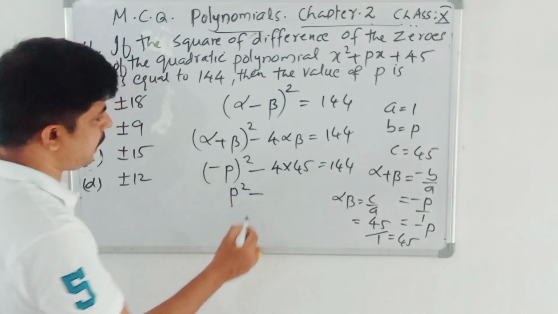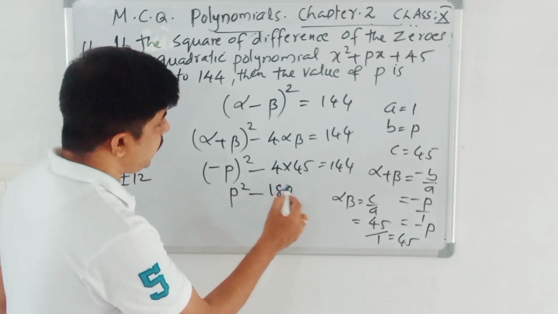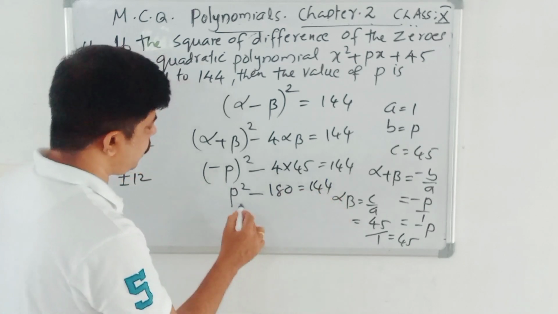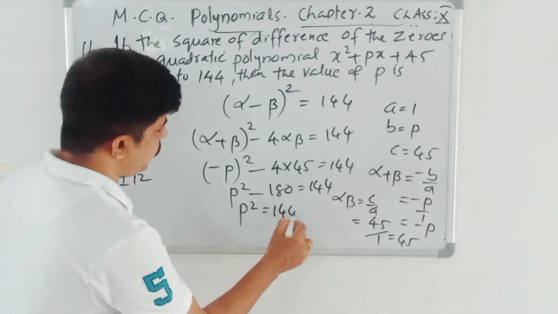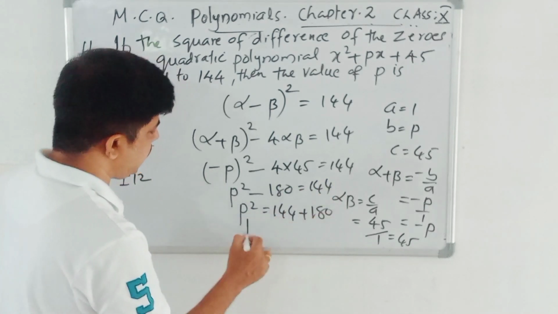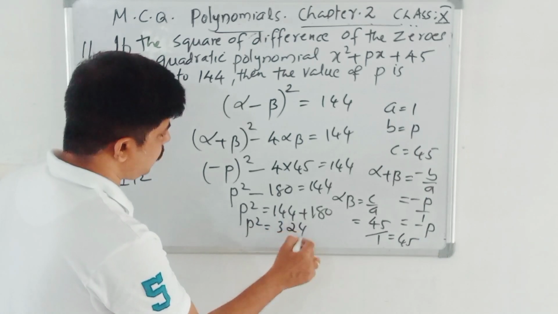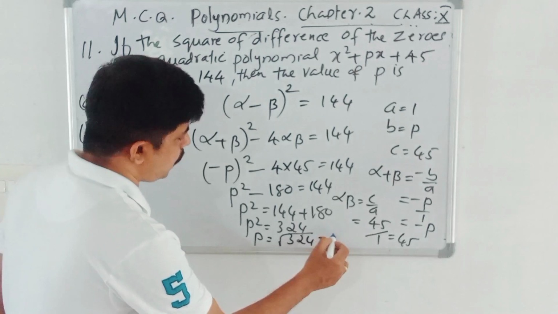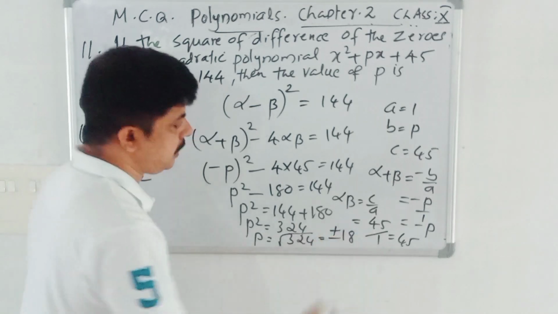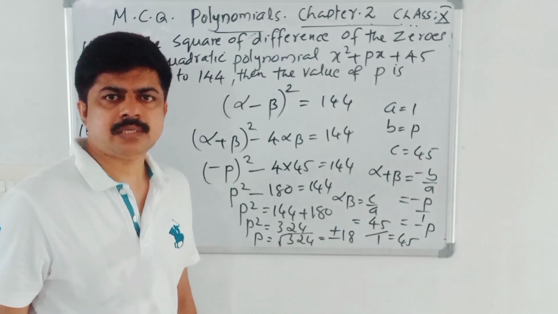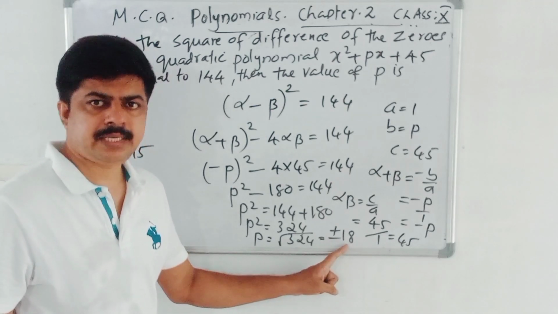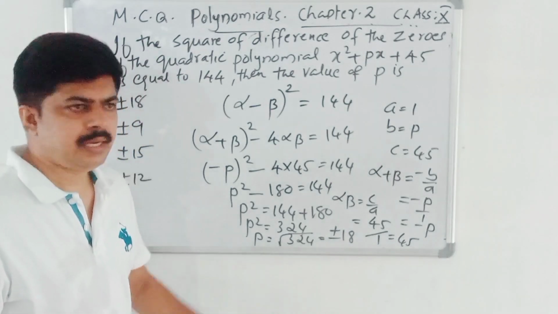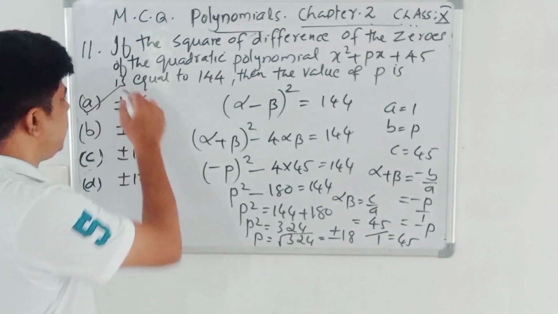Therefore, p² − 180 = 144. p² = 144 + 180. p² = 324. p = √324. The square root of 324 is 18, so p = plus or minus 18. Thus option A is the right answer.